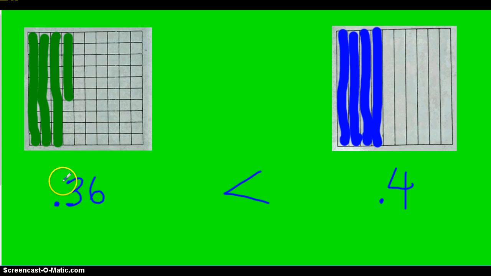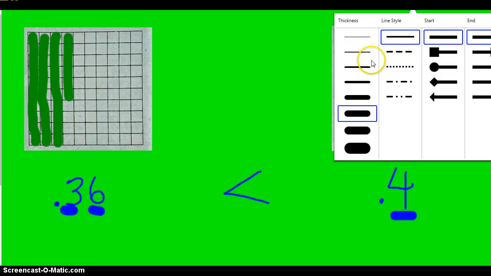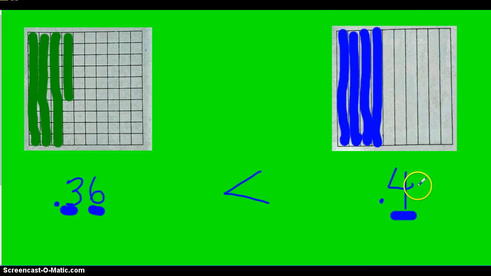36 hundredths is made up of 3/10 and 6 more hundredths. However, this is made up of 4/10, and we know tenths are bigger than hundredths. This has 4/10. Or we could say this is 40 hundredths, because every time we make a tenth, it would equal 10 hundredths. So 40 hundredths is more than 36 hundredths.